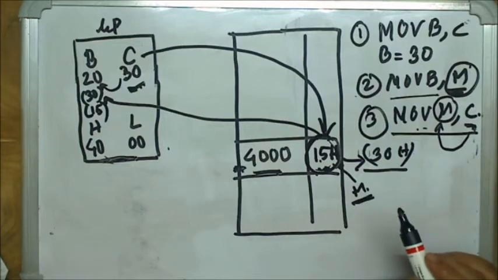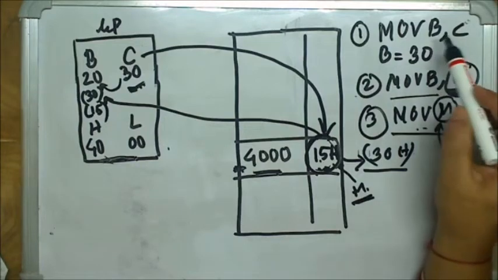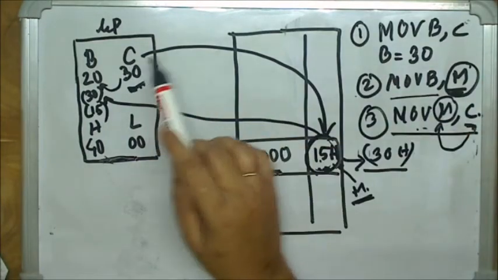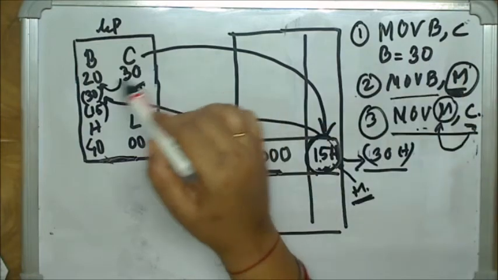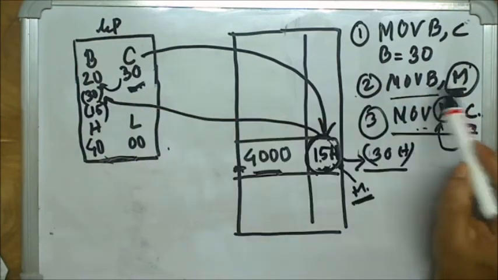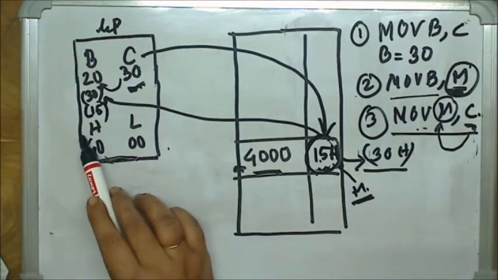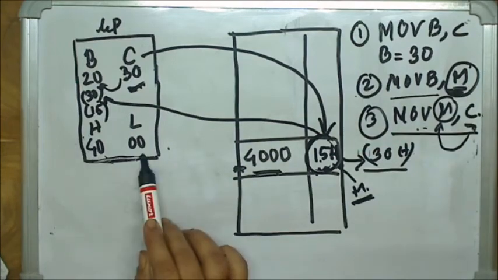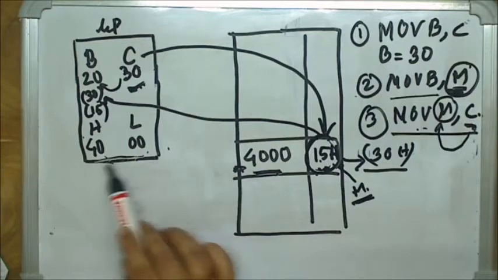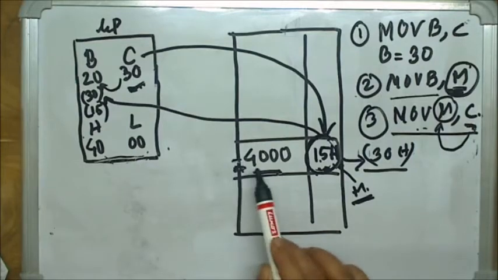Clear? Understood the three instructions? Move B comma C. Here first the data 30H was copied to register B. Then move B comma M. What was done? As soon as it sees M, the processor will go to HL pair. It sees the memory location 4000. Okay, it sees the data from 4000, so it accesses the data.